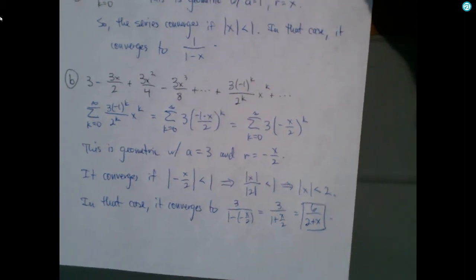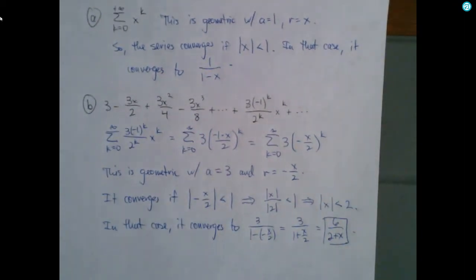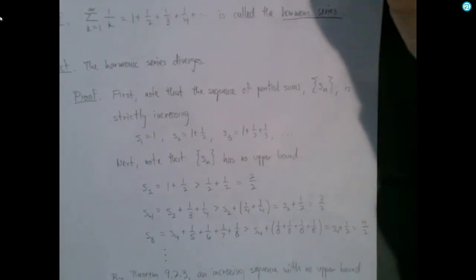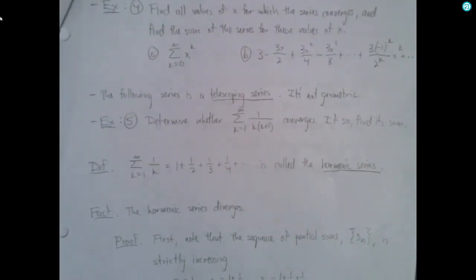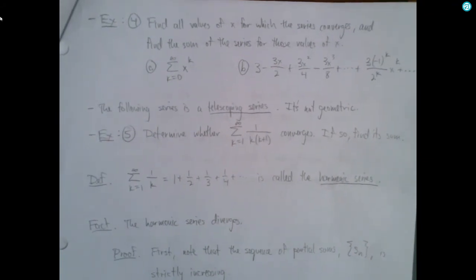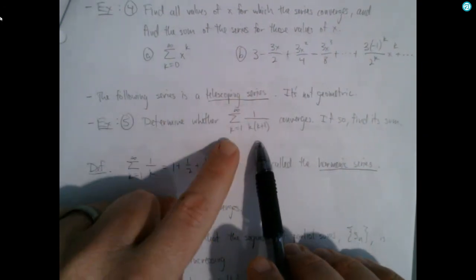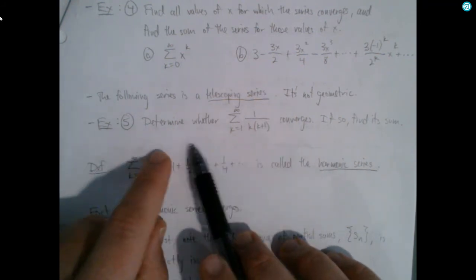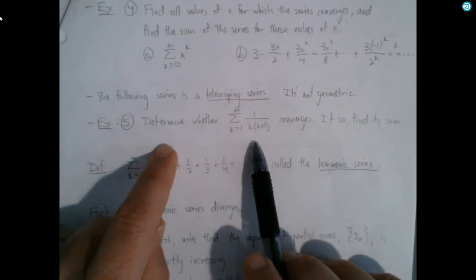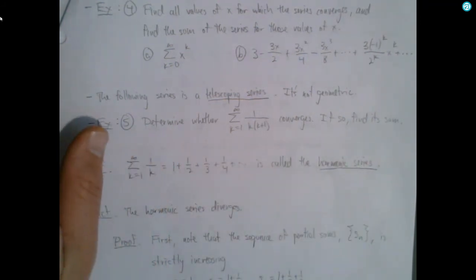Okay. So that's it for geometric series. Now, probably half an hour ago, I said that we were going to talk about 3 types of series: geometric series, telescoping series, and harmonic series. But telescoping and harmonic series aren't going to take as much time. I just have one example to show you for a telescoping series. But the following series is telescoping. So let's determine whether this series converges, and if it does, let's find its sum.